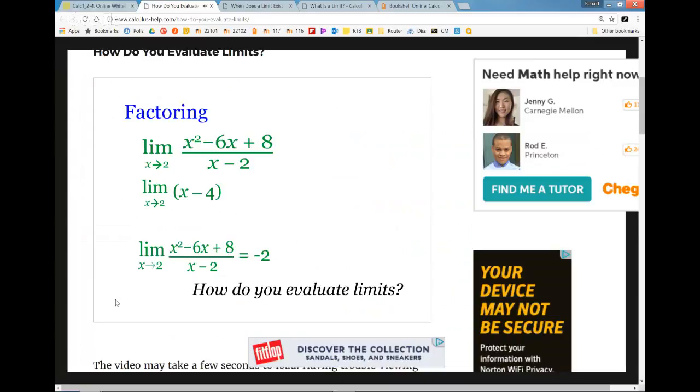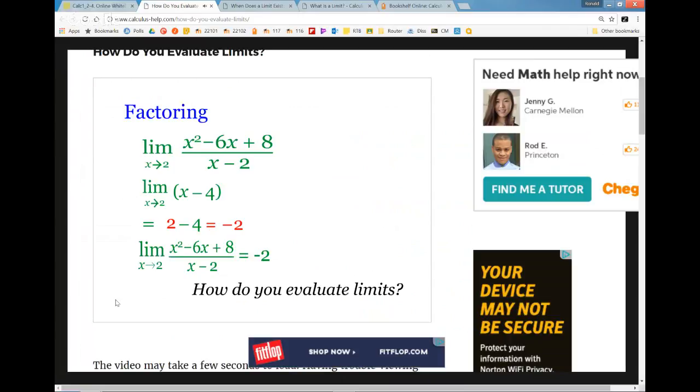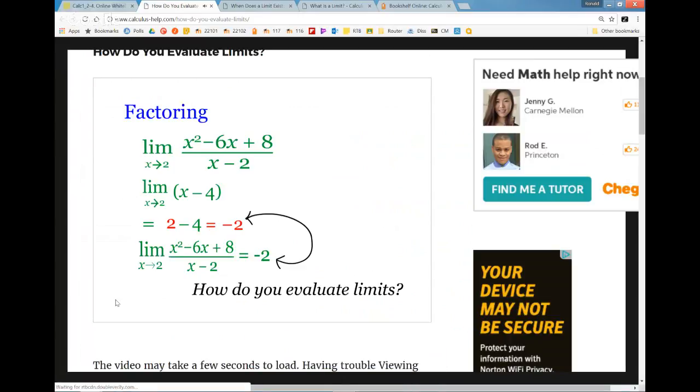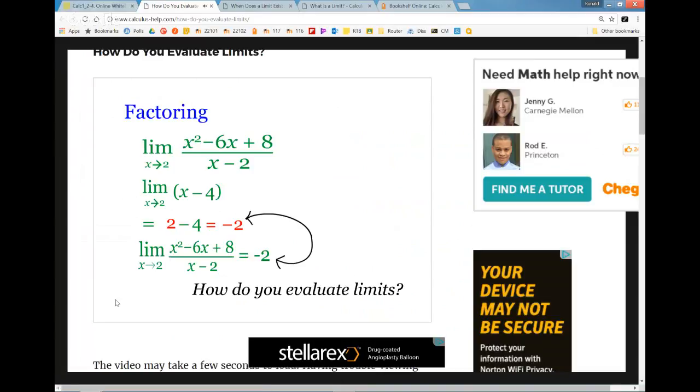This is much simpler to solve because now you can use substitution. And when I do, I get 2 minus 4, which is equal to negative 2. Remember, we knew the limit was going to be negative 2, and we're right. Feels good to be right.